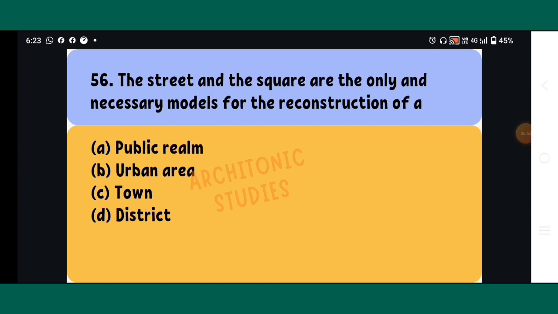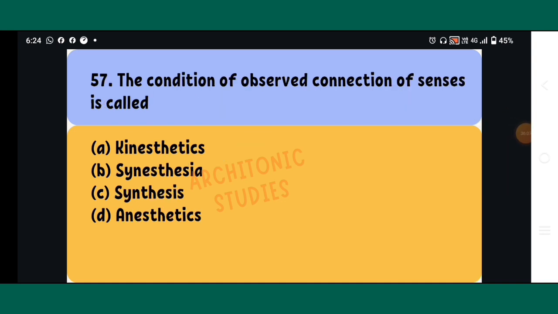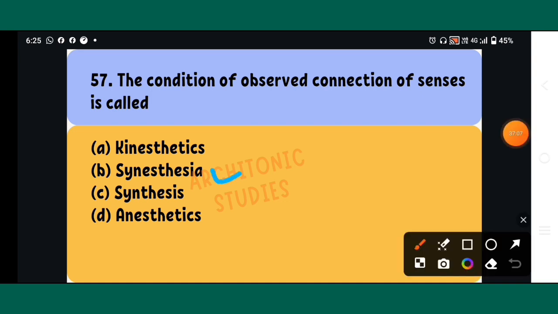Next: the street and the square are the only necessary models for the reconstruction of a public realm, urban area, town, or district. Answer is A, public realm. Next one: the condition of observed connection of senses is called kinesthetic, synesthesia, synthesis, or anesthetic. And the answer is B, synesthesia.